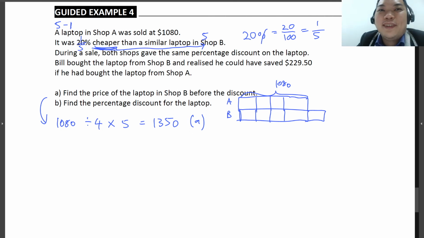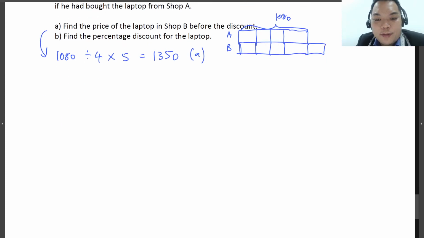Percentage symbol. Wait. Let me see. Okay. What comment is there?